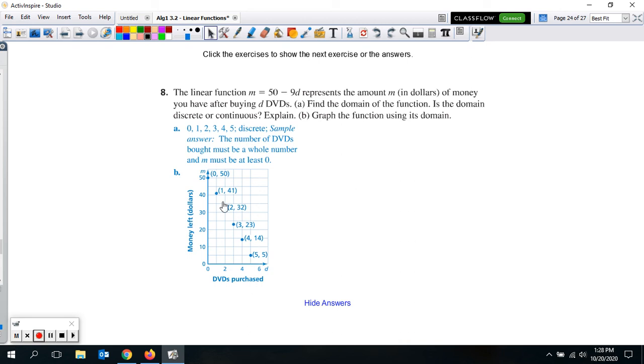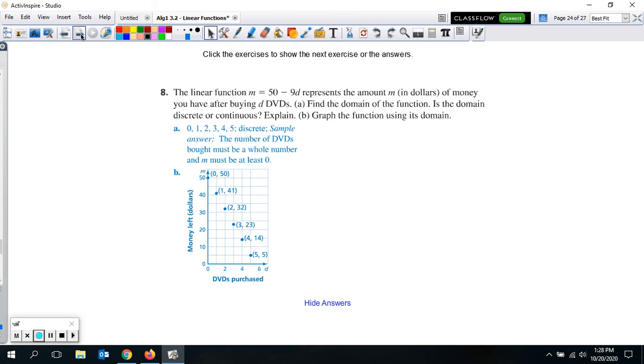And then B says graph the function using its domain. So again, that's going to be the same idea as just a graph like this. You can see we got the x-axis as the DVDs purchased, and then the y-axis is labeled money left here. So right there's the money you have and so on. So that's what we're doing on that one.